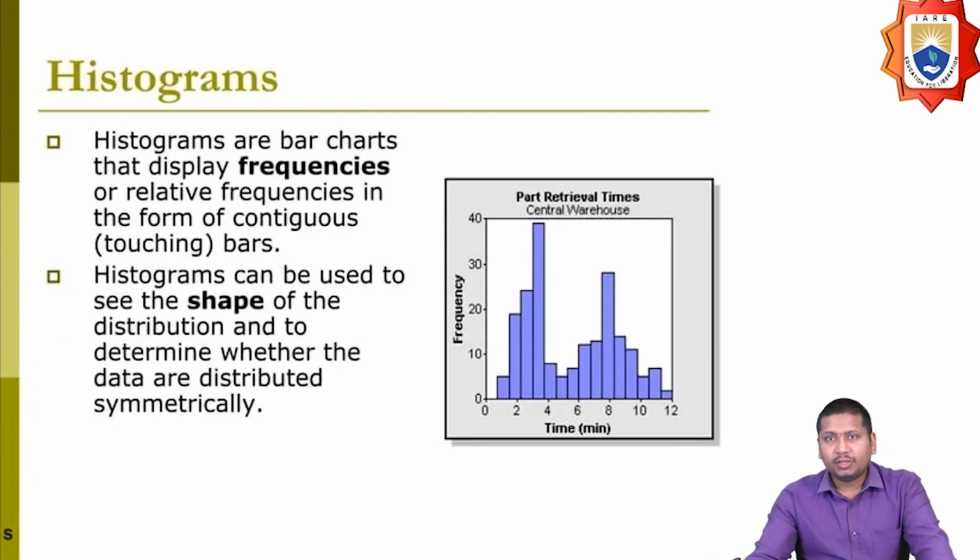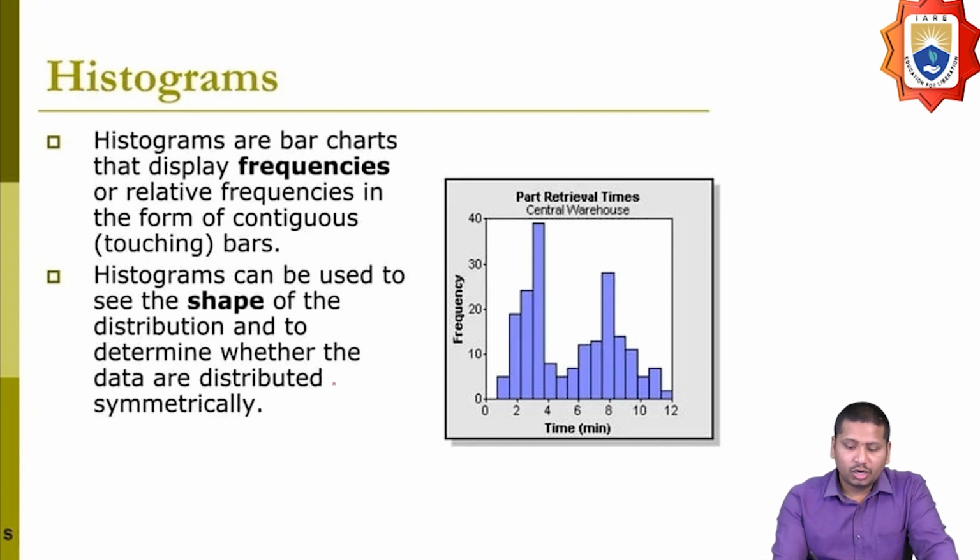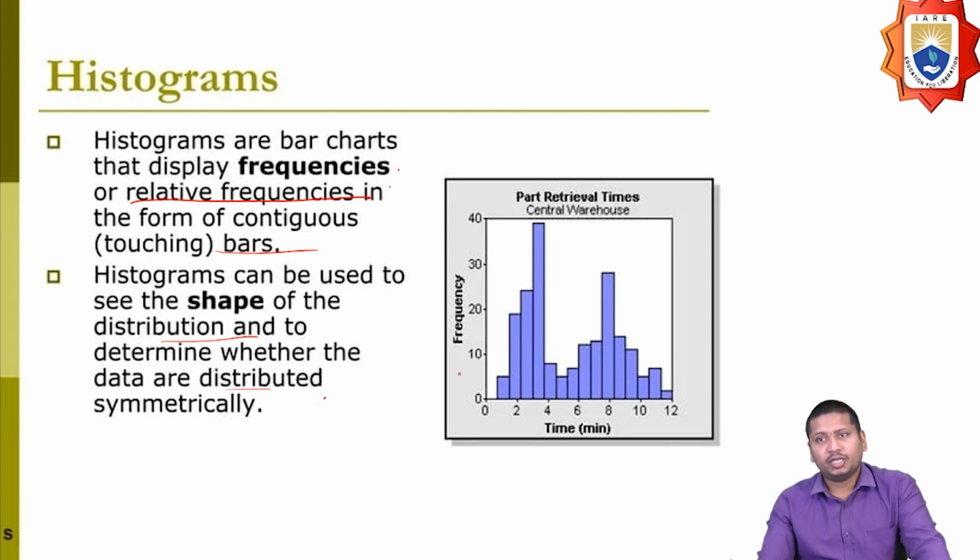Histogram. A histogram is another type of bar chart that displays frequencies or relative frequencies in the form of continuous bars. Histograms can be used to see the shape of the distribution and to determine whether the data are distributed symmetrically or not.